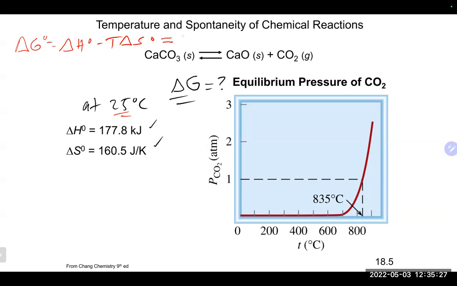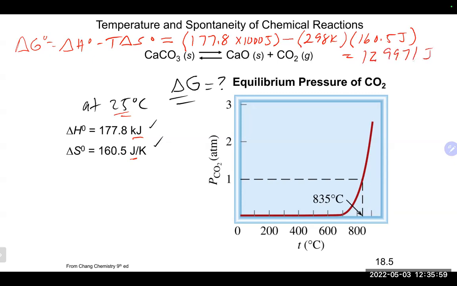So putting our numbers in here, I'm going to take my delta H value, which is 177.8. Once again, I'm going to multiply it by 1,000 to convert it into joules, because we do have different units here. Minus our temperature, which is 298 Kelvin, times our delta S, which is 160.5 joules here. And if we do all that, we end up with roughly 129,971 joules, or about 130 kilojoules, as our delta G value for this reaction at 25 degrees.